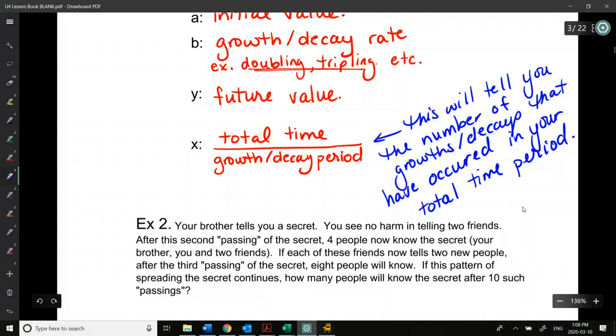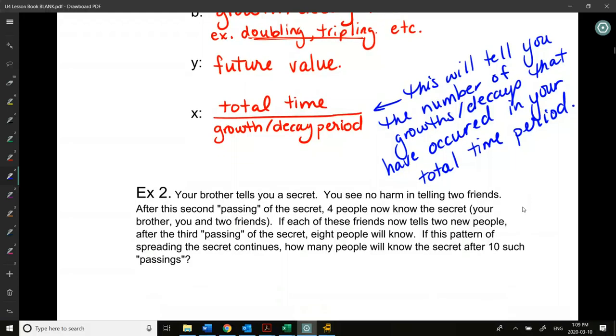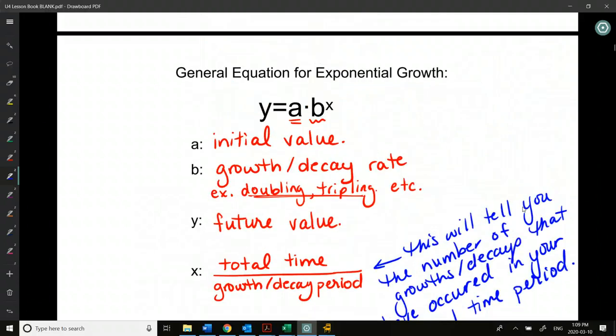Okay, so if my population, let's just say, is doubling every 5 days, how many times would my population have doubled after 20 days? 4 times. That's x. So we would do 20 divided by 5, and it would tell me that my population has doubled 4 times within that 20-day period. Okay. X is the exponent, yeah. So this is b to the exponent x.